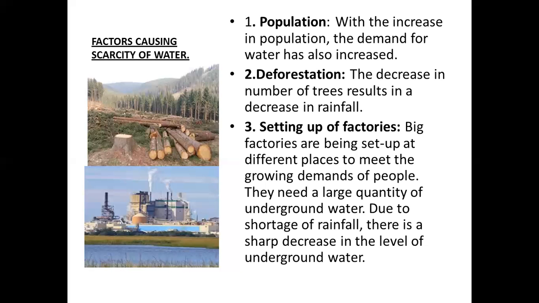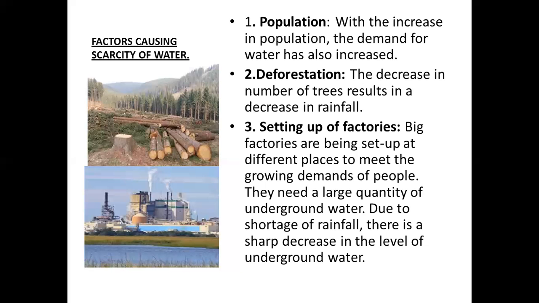Trees are cut and forests are cleared for building houses and factories. Some people just cut trees for earning money by selling the wood. At present, the number of trees being cut is more than the number being planted. This decrease in the number of trees results in a decrease in rainfall. So we should take strict steps to prevent deforestation. More and more trees need to be planted to maintain the balance in nature.